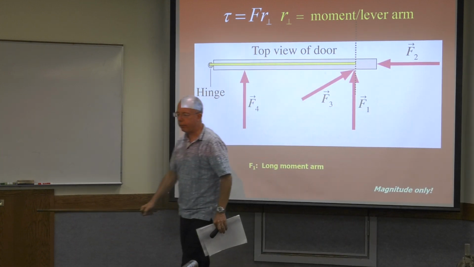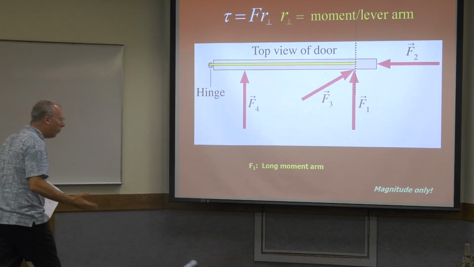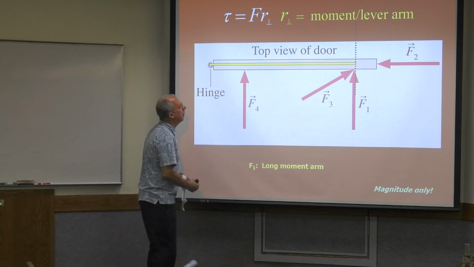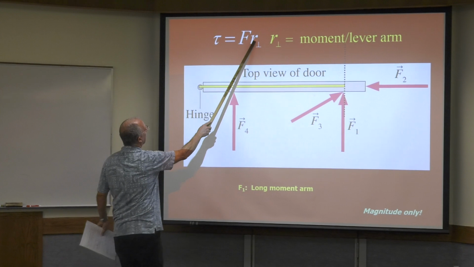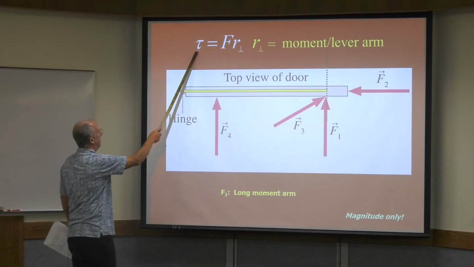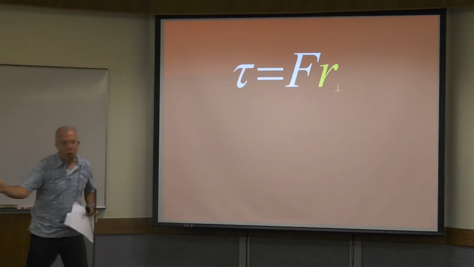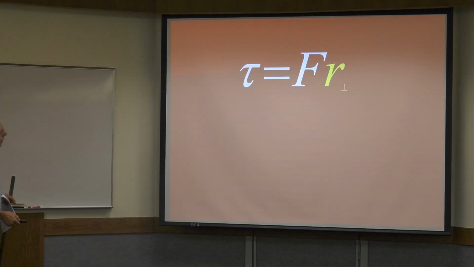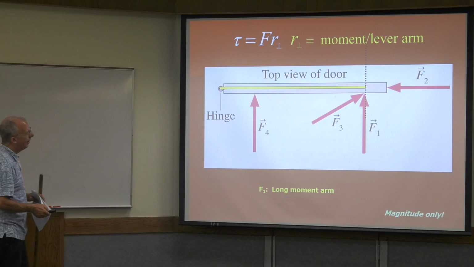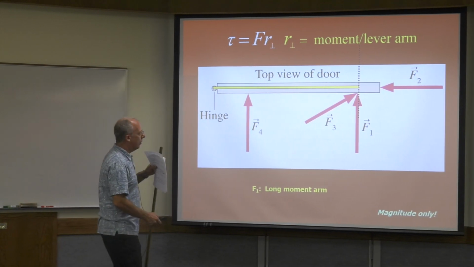So you can see that F1 has a really, really long lever arm. So if this is really big, and the force is average, it's going to have a big, big torque. So it's going to be simple to open that door. There you go. Okay, so that's F1.